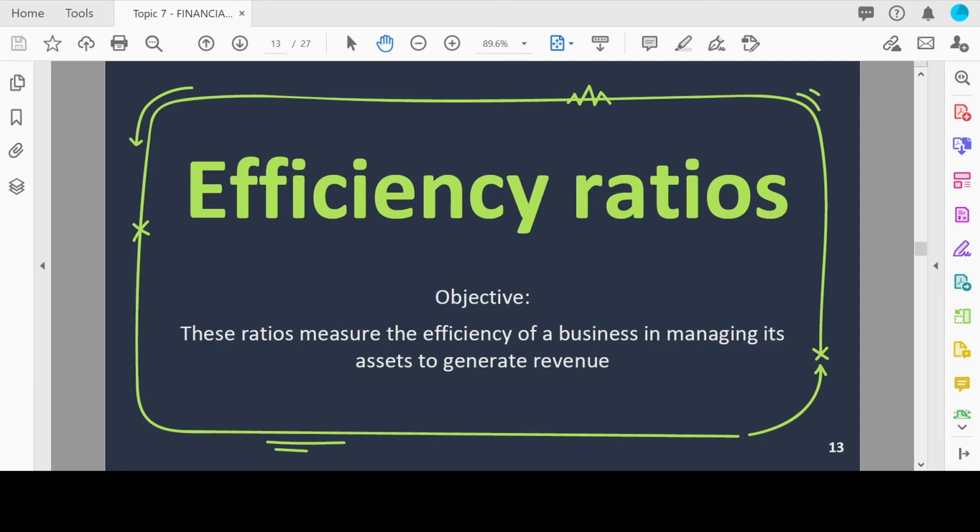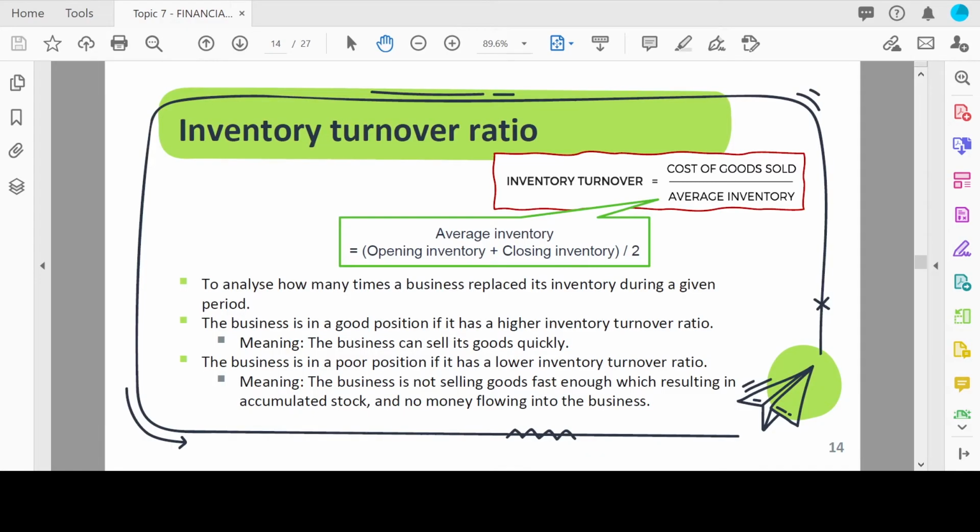Next type of ratio is efficiency ratio. This ratio measures the efficiency of a business in managing its assets to generate revenue. For the efficiency ratio, we basically look at the current asset items, which are the inventory, and the next one is the account receivable. So let's look at this one first.